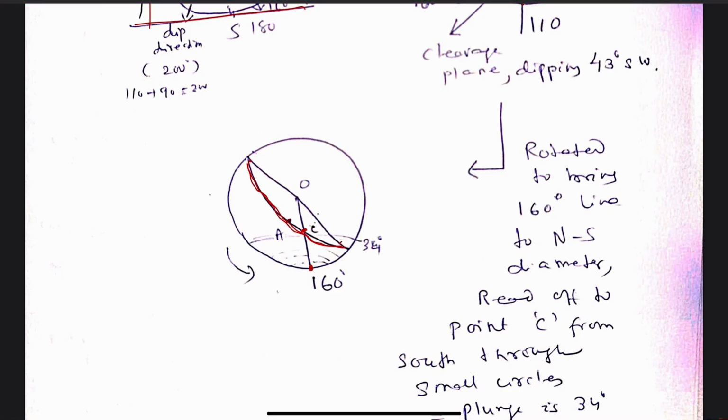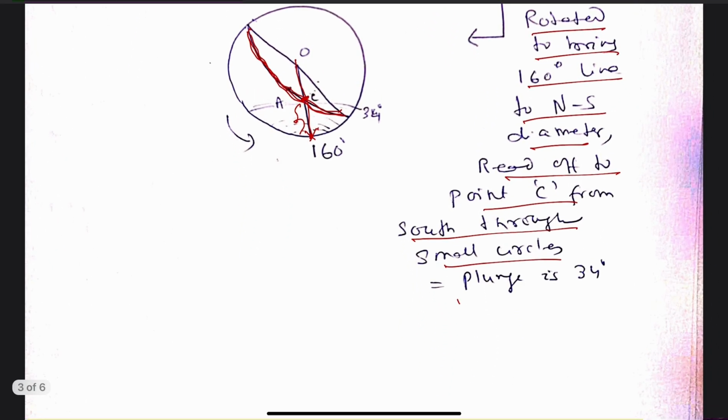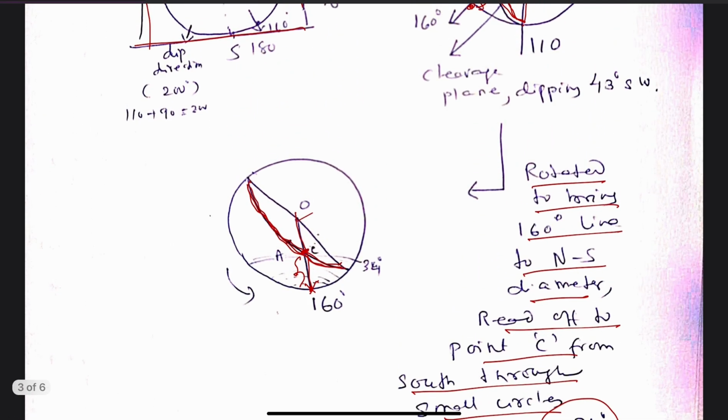So somewhere here, as the plane is containing the lineation, this is the point of lineation oriented along north 160 degree direction. We have to see how much is this, this will give you the plunge. So rotate to bring 160 degree line to north-south diameter. Read up to the point C from south through small circles. Plunge is 34 degree. If we bring it to western side, then from this side we can also measure in terms of the great circles. So plunge is 34 degree in case of this lineation oriented along OC direction having orientation value 160 degree.